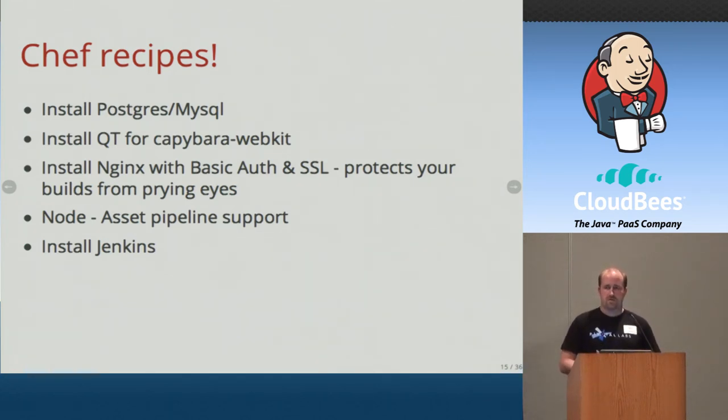We don't want to think about Jenkins security. We trust that they're doing their best to keep it secure, but we trust Nginx, Basic Auth, and SSL a lot more. So we just set up Nginx, we set Basic Auth up, and we set SSL up. We use a self-signed certificate, so you get a certificate warning, which is good enough for us because it keeps the information safe. We also install Node for the asset pipeline, and last but not least, we install Jenkins.